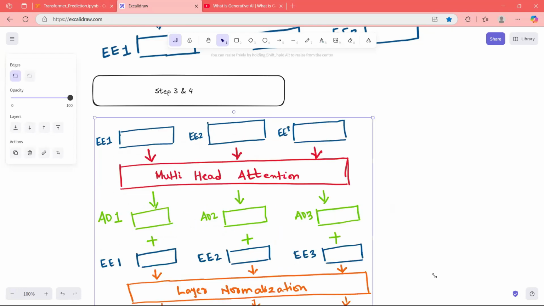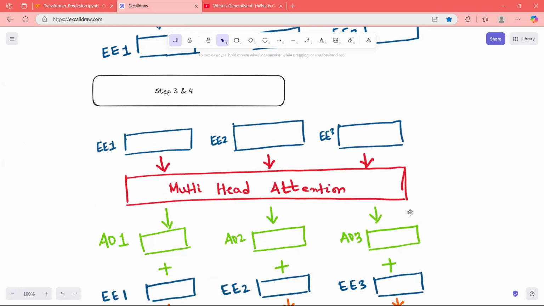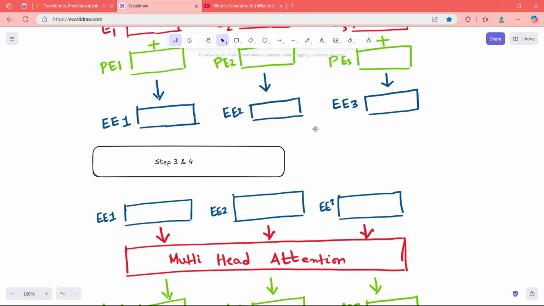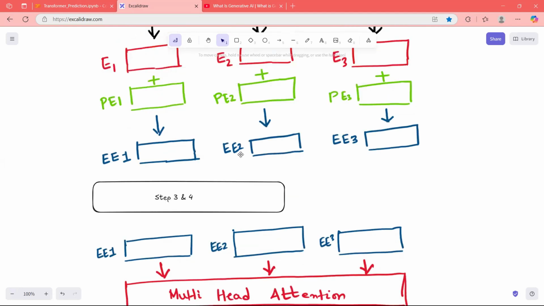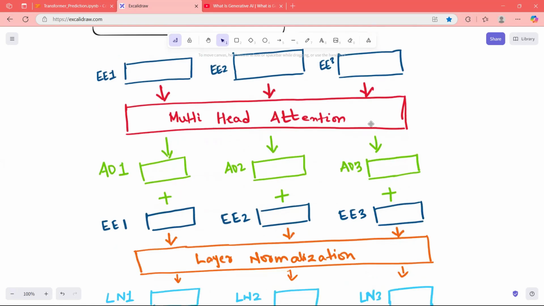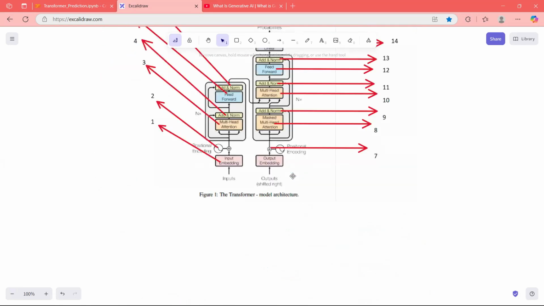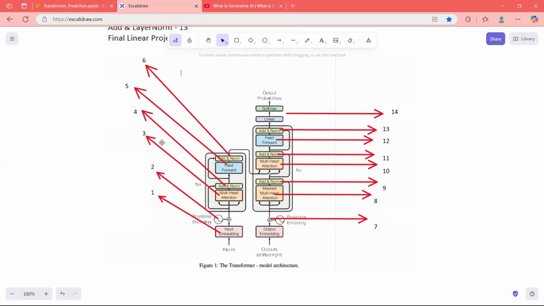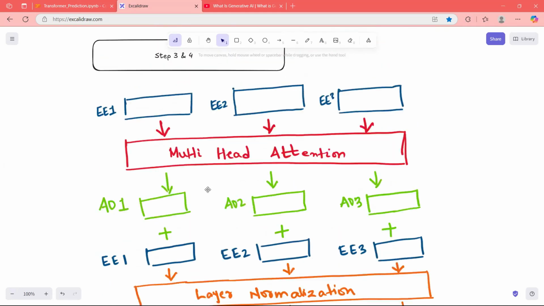So what you can see here, the embedding that has come from above, the enhanced embedding 1, enhanced embedding 2, enhanced embedding 3, is going to a multi-head attention layer. See the diagram here, the multi-head attention layer, that is step 3. And then the output of attention will get added to the original input through a residual connection. So that is what is happening here.